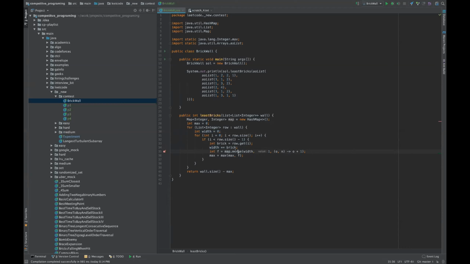Then I have just incremented the frequency for that particular gap, and then I have taken the max of it. And in the end, I have done wall dot size minus max. This is essentially the number of rows minus non-intersecting ones. So we have gotten the intersecting ones.